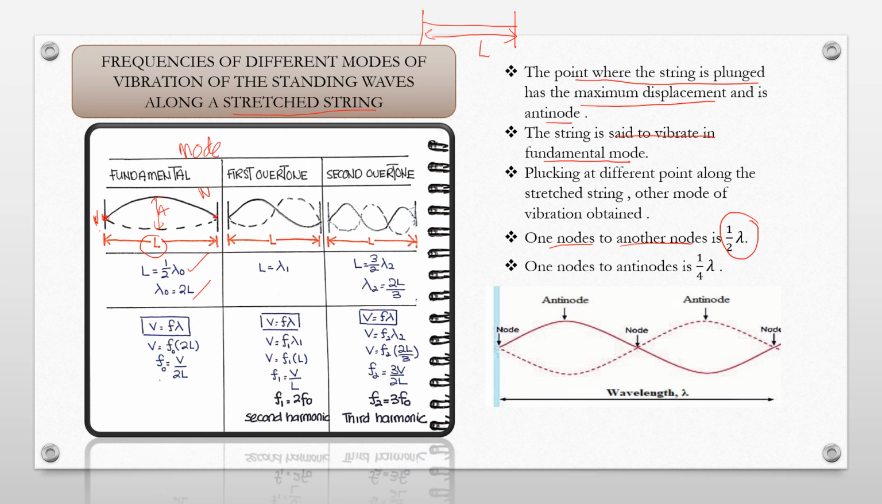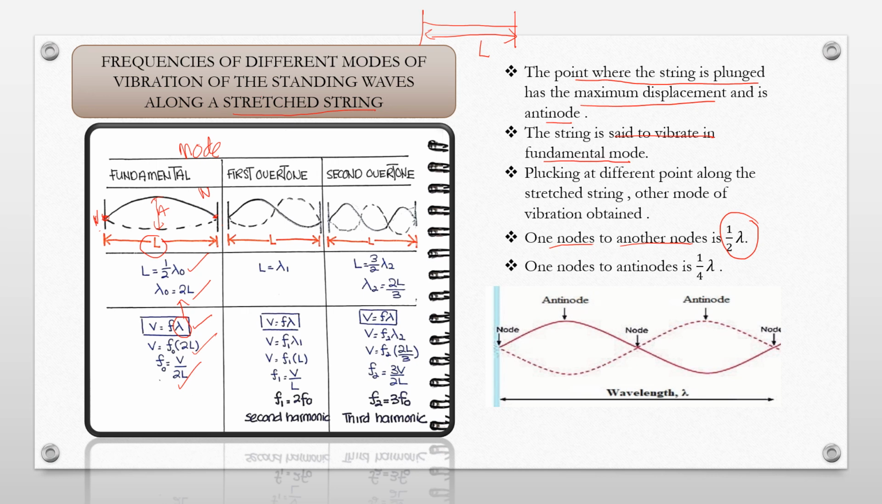Then we know the formula for frequency: v equals f lambda. Lambda is 2L. Substitute and we get the fundamental frequency, which is v over 2L, where v is the speed of the sound.